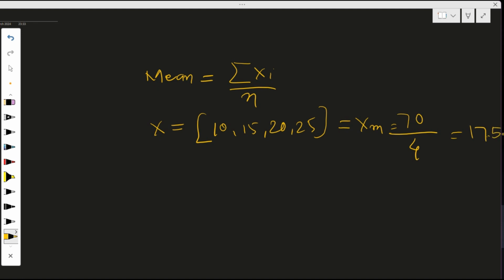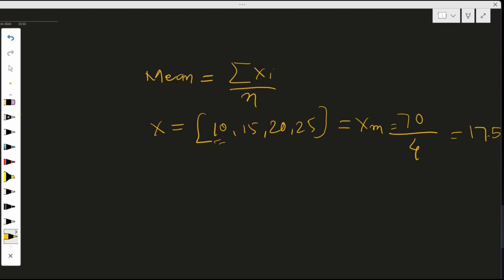Right. Now one thing over here, you can see that the lower value in this data is 10 and the upper value is 25, and the mean value that we are getting here is the average. That means the mean value will lie somewhere between the lower value and the upper value. Now one important point is that the mean is very sensitive to outliers.